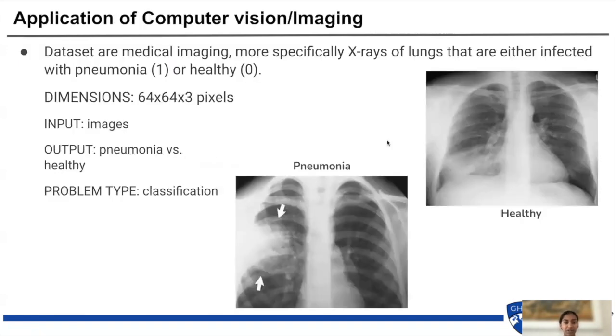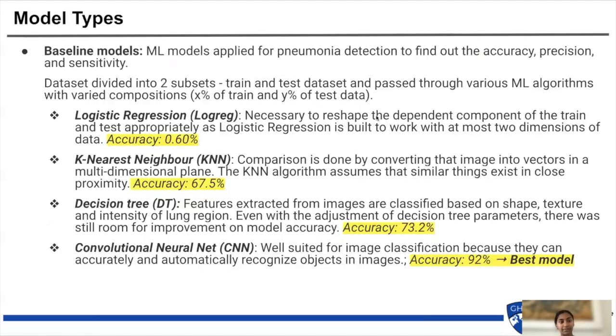Because this is imaging, it's an application of computer vision, and we'll be inputting images and outputting pneumonia versus healthy. So this problem type is classification. Here are some examples of some x-rays that would be inputted into the model. For example, a healthy lung, and then a pneumonia detected lung, which shows the fluid accumulation in one area. And these are the types of data that our model would be taking in.